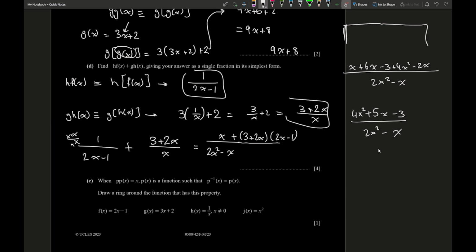And this quadratic is not factorizable, so this is your final answer: 4x square plus 5x minus 3 divided by 2x square. You can factor out x from the bottom, so it would be x times 2x minus 1, doesn't really matter. This is your answer. Okay, I'm sorry, I just checked the mark scheme, and yes, you do need to factor out x from the bottom because it's telling you to write it in its simplest form.